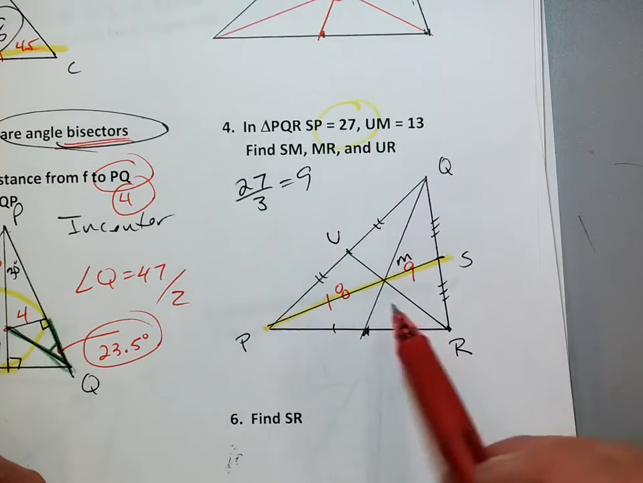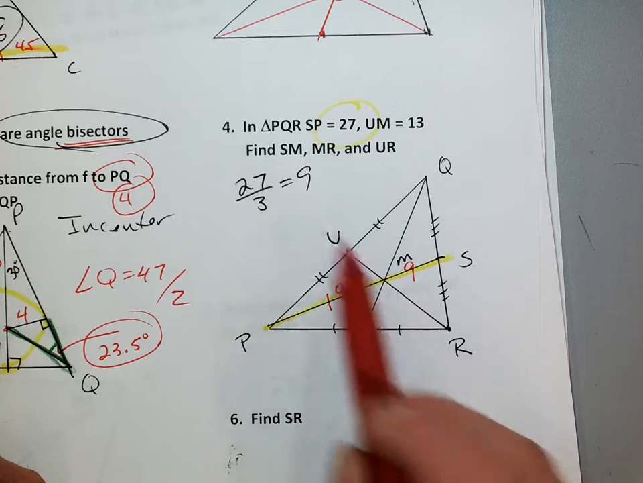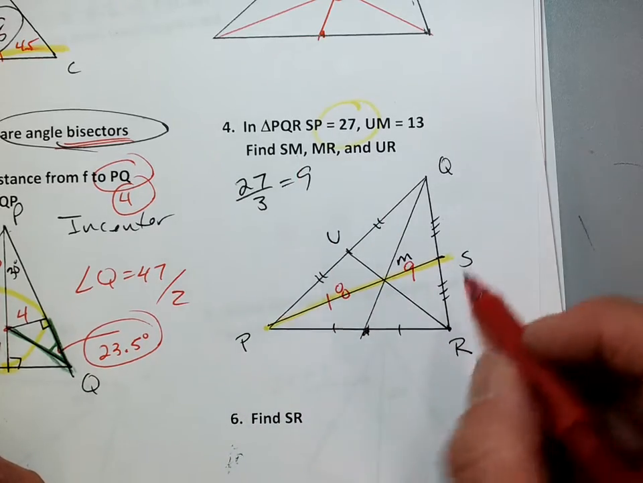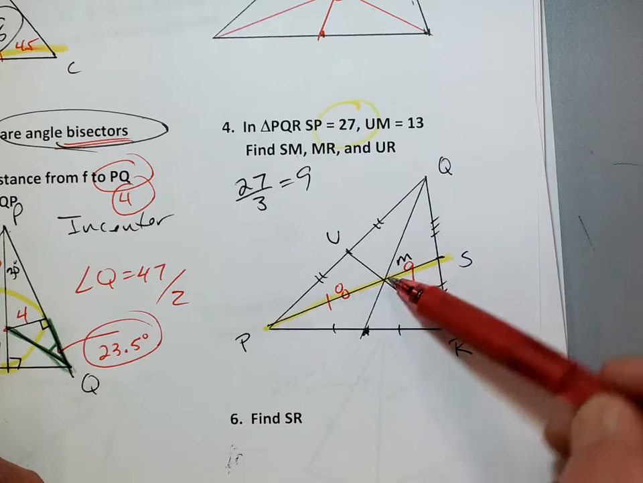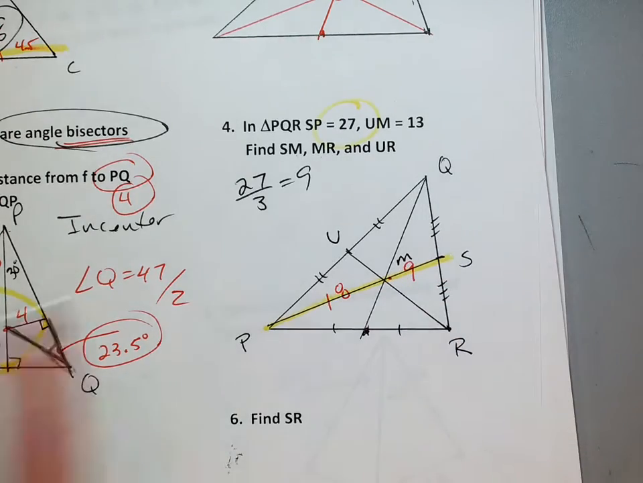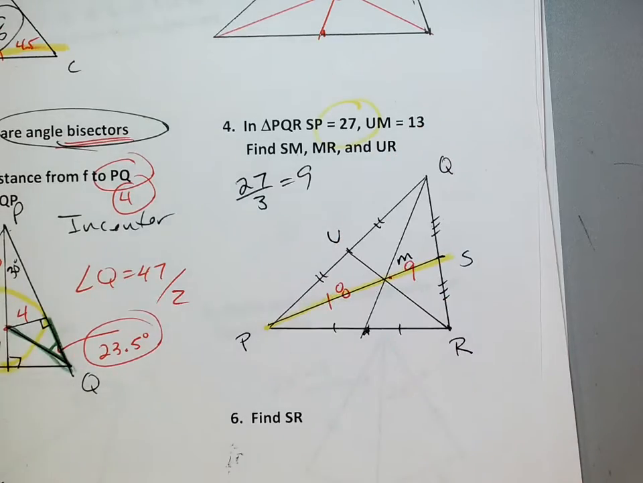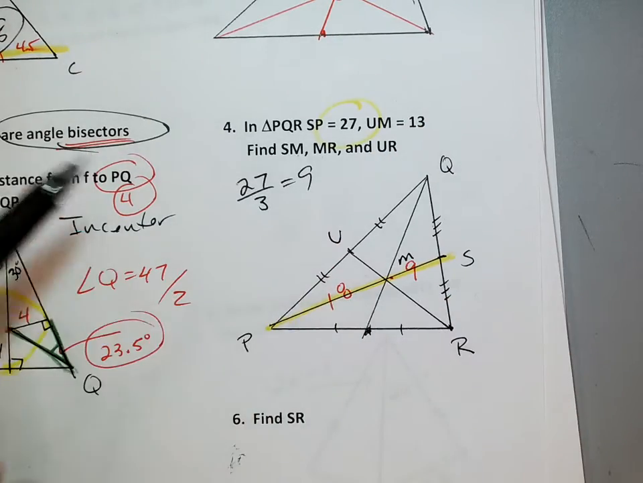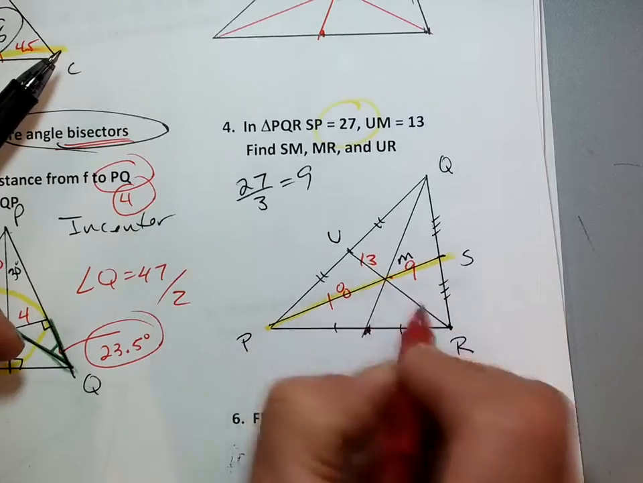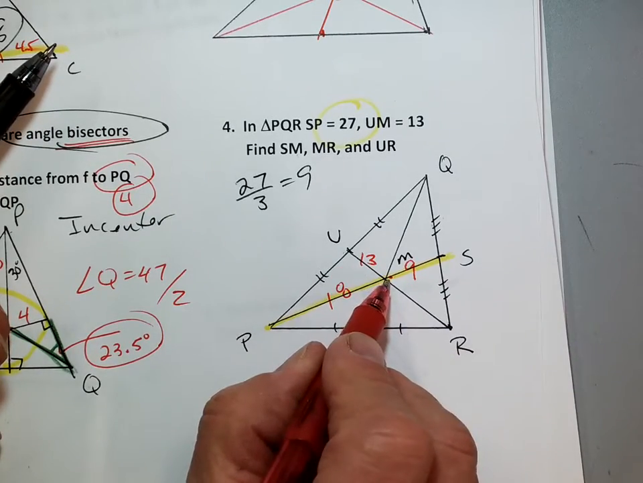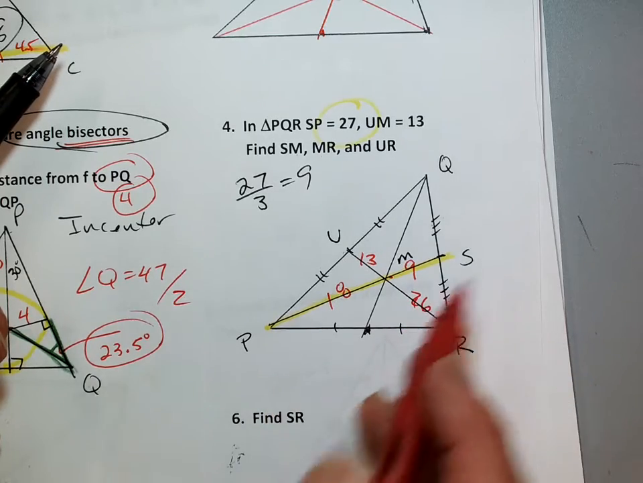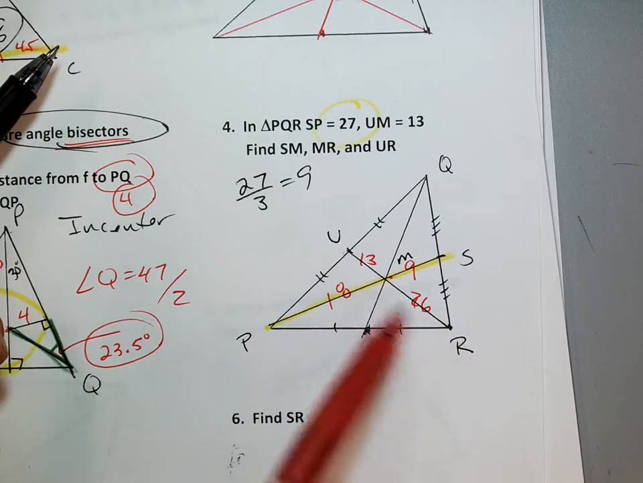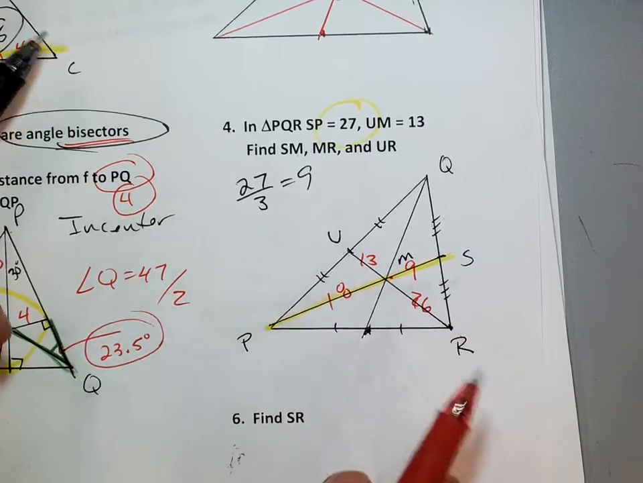So I know SM is 9, and I know that MR, I don't know MR yet, and UR, but I'm going to do that next, okay? So if UM is 13, let's take a look at that. UM is 13, and that 13 is a third of the whole thing. So if 13 is a third, then this would be 13 to 13, another 13 to 13, which makes that 26. So I know that MR is 26, and UR has got to be 39, okay?